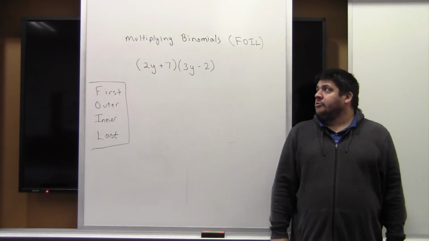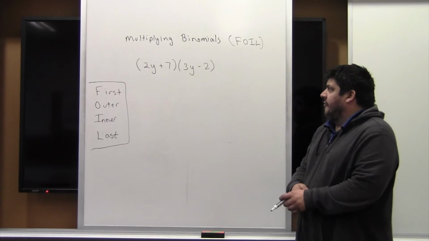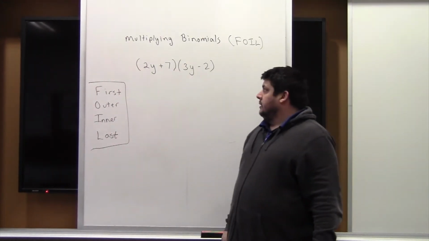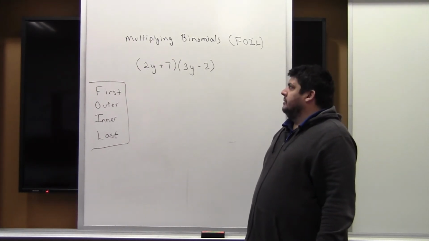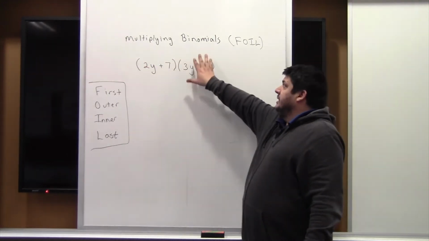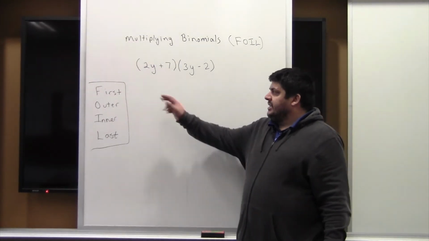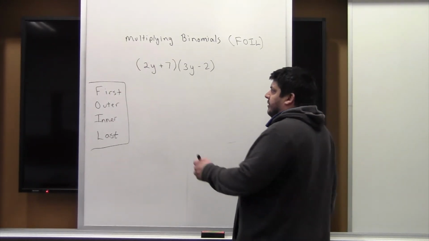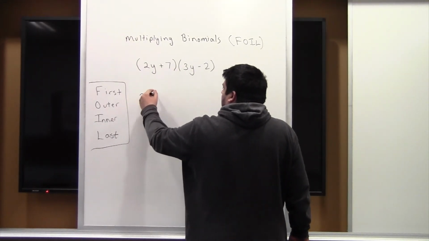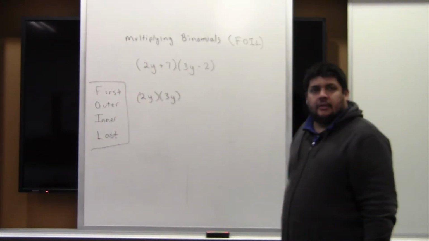Okay, so multiplying two binomials here, we're going to use a technique called FOIL. Now, FOIL stands for first, outer, inner, last. The first two terms, you can see there's two groups here. There's this group of 2y plus 7, and this group, 3y minus 2. We're going to take the first two terms and multiply them together. So here's the first two terms. So 2y times 3y. Those are the first two terms.